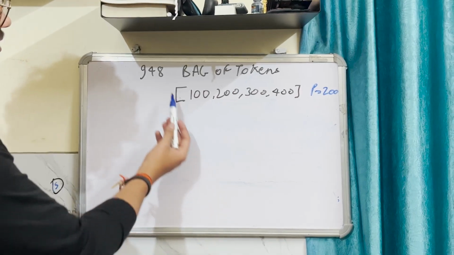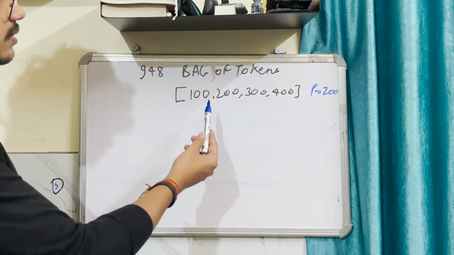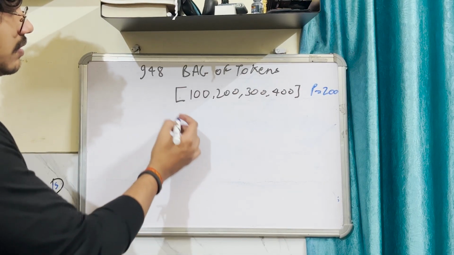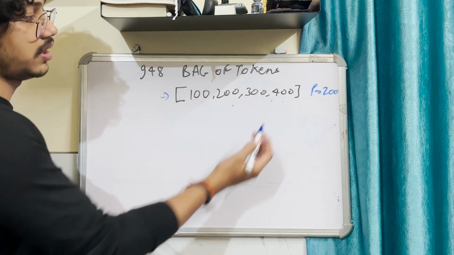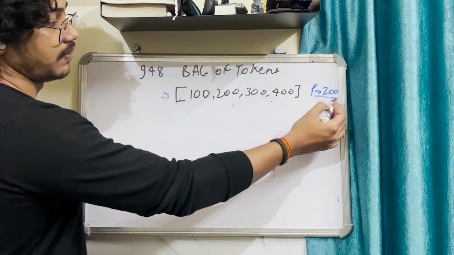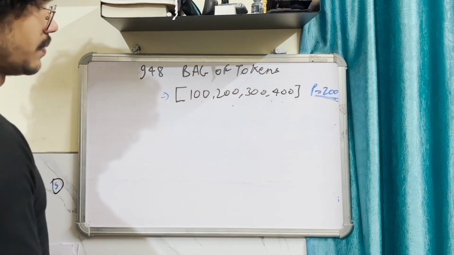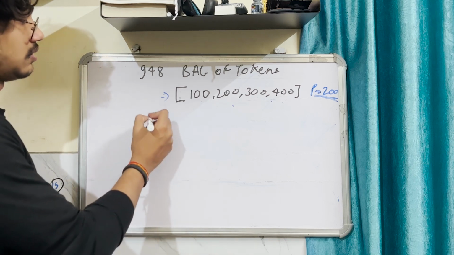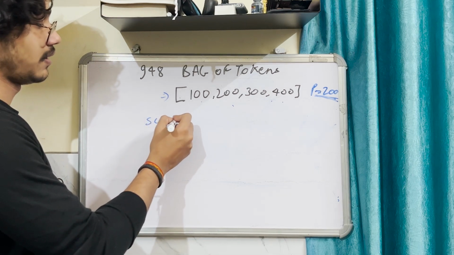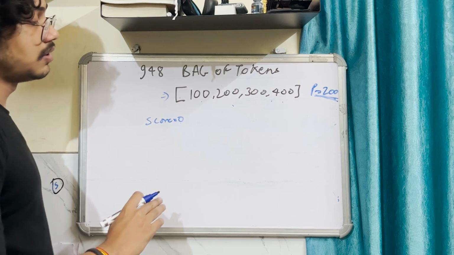So hey guys, we are going to discuss problem 948, which is Bag of Tokens. Basically, we are given an array which has some tokens in it, and we are given some power, for example 200 in this question. What we have to do is return a score. Let me take a score variable here, which will initially be 0.